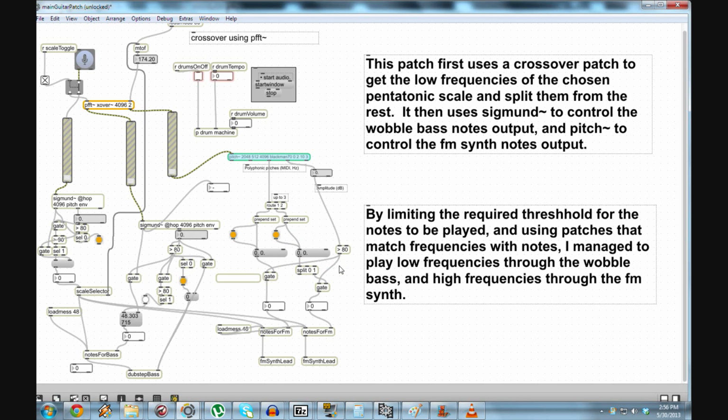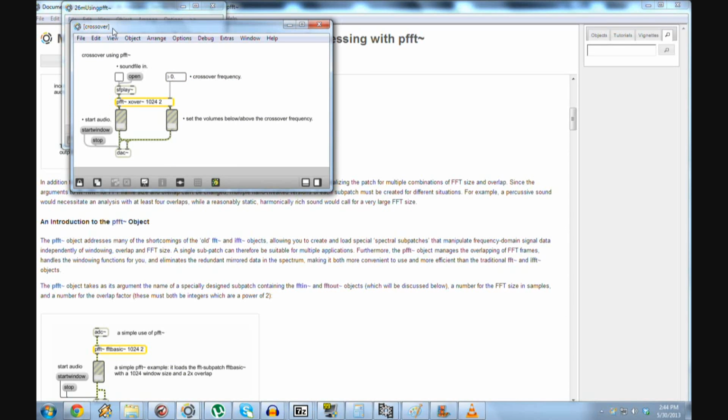So the split is basically for only passing notes that have greater than 0 MIDI values. Sub patch: copy it and paste it into your main patch.